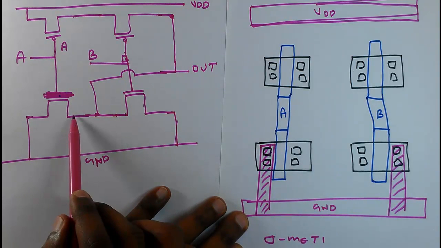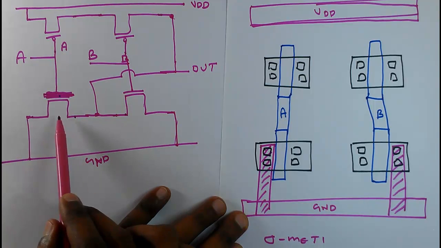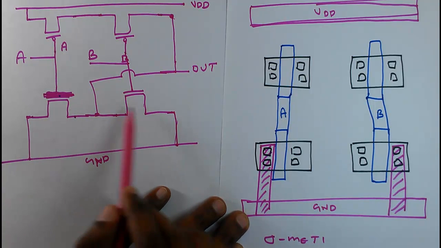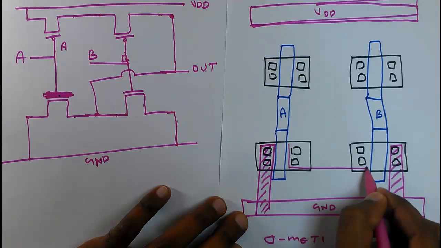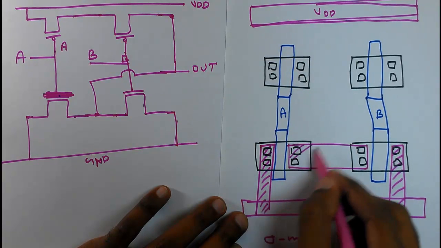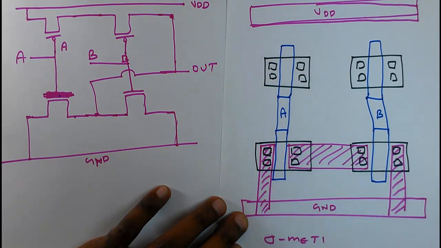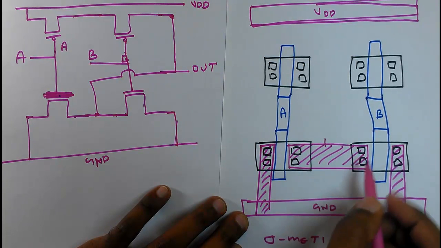Now this connection I have to make. That means the drain of this MOSFET to the drain of this MOSFET. That is this connection. Okay. Now this will be the output terminal. So we will connect it later.